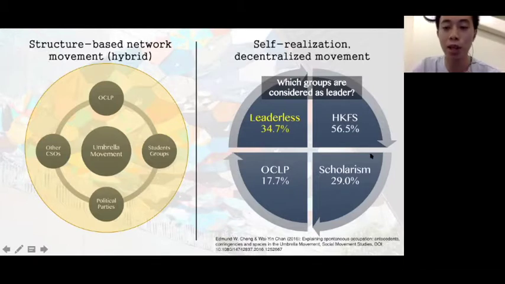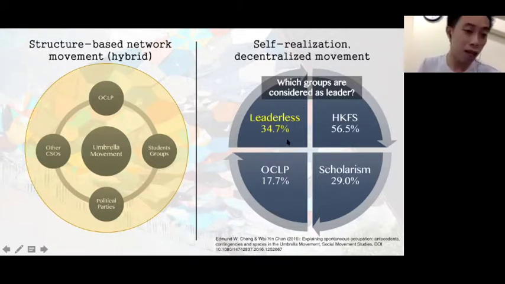And it makes sense, because it was the students who launched and stormed into the government headquarters. That's why more people identified these groups as the leader. And interestingly, the original proposer of the civil disobedience action, OCLP, only had 17.7% popularity. Even more interestingly, more than 30%, close to 35% of people, think the movement doesn't need any leader. And this is a huge portion, you can say.